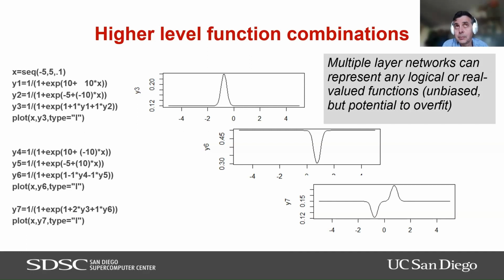And what this points to is the fact that multi-layer networks can represent any logical or real valued function. So in that sense, they're unbiased. They have the potential to overfit. They have potential to fit anything. That doesn't mean they're going to always easily learn, but the representational power is there.